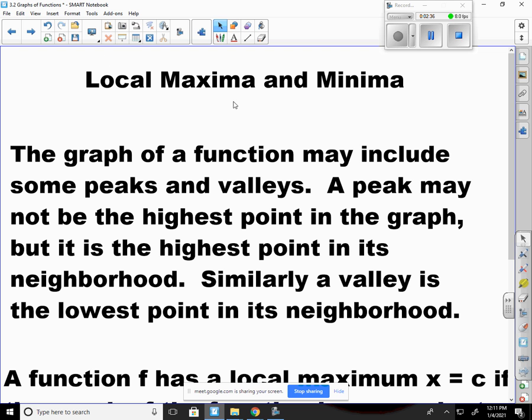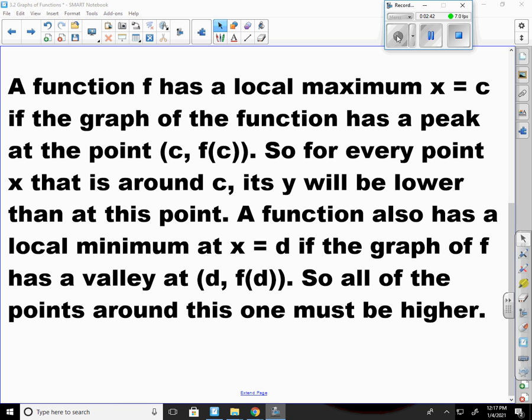And this is where we left off with local max and min, and I'll give you some time to write this down. So a function f has a local max at x equals c if the graph of the function has a peak at the point c, f of c. So every point x that's around c, the y will be lower than at this point. A function also has a local min at x equals d if the graph of f has a valley at d, f of d. So all the points around that one must be higher. I realize that this paragraph can seem confusing, but it'll make a lot more sense whenever we actually look at it.